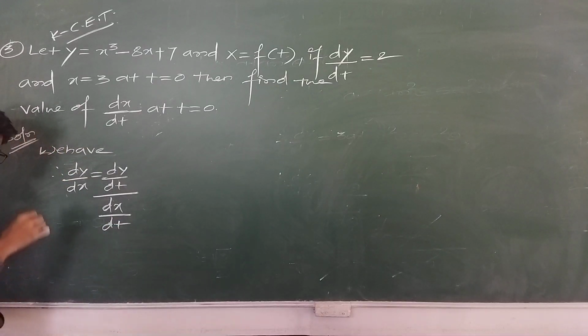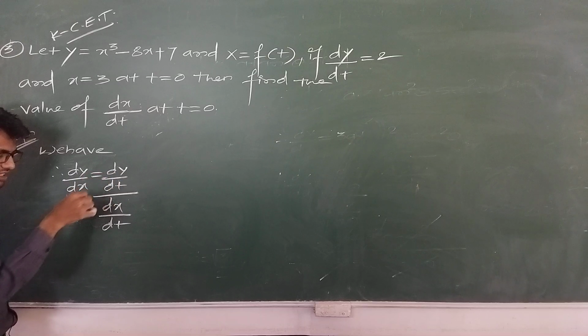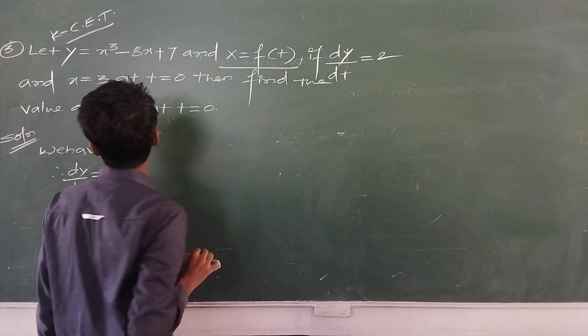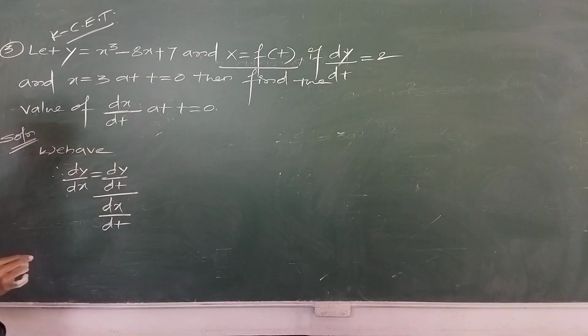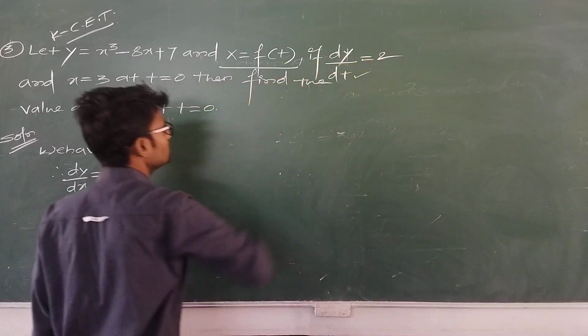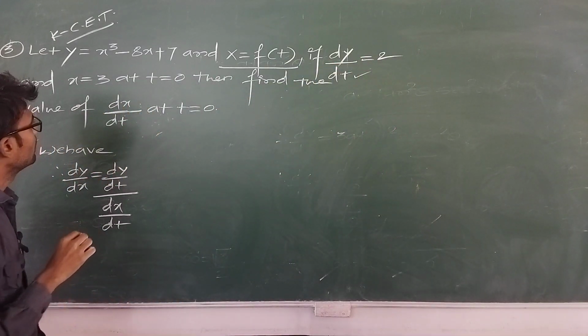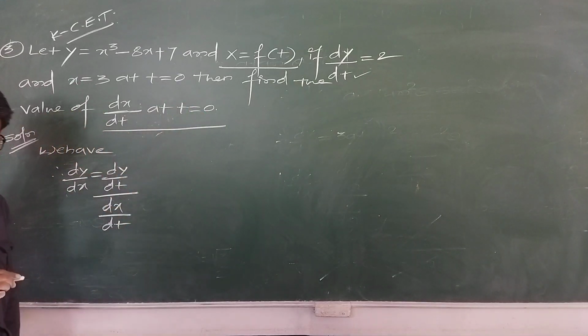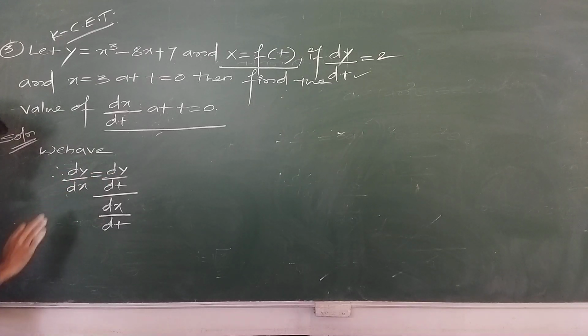So why I have written here dy by dx equal to dy by dt divided by dx by dt? See, x is equal to f of t. It is in the parameter t. X is in the variable t, and they are given the value of dy by dt is 2. It is required to find the value of dx by dt at t equal to 0. So hence I took here dy by dx equal to dy by dt divided by dx by dt.